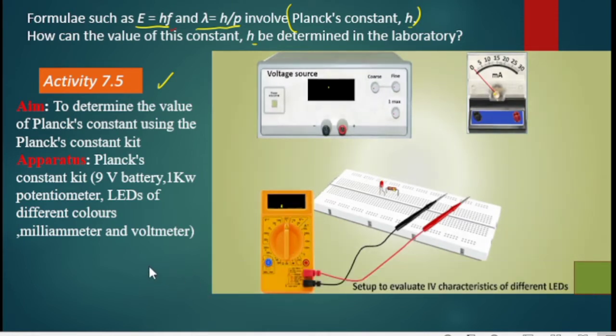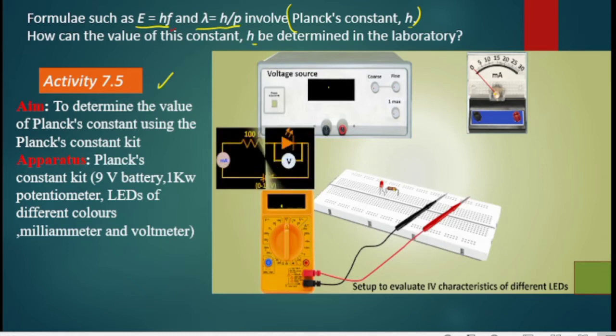Apparatus required: Planck constant kit, which consists of a 9-volt battery, 1 kilo-ohm potentiometer, LEDs of different colors, a milliammeter and a voltmeter. Okay, let's watch this video on how the experiment is carried out. So you can look at the circuit here.